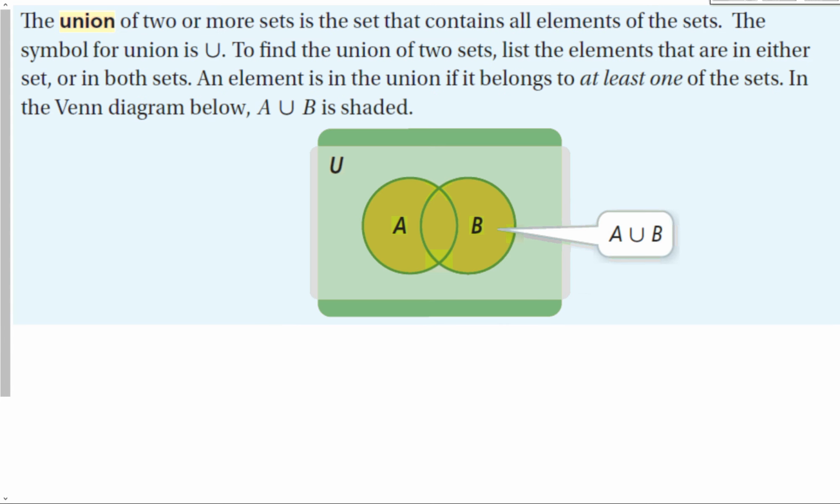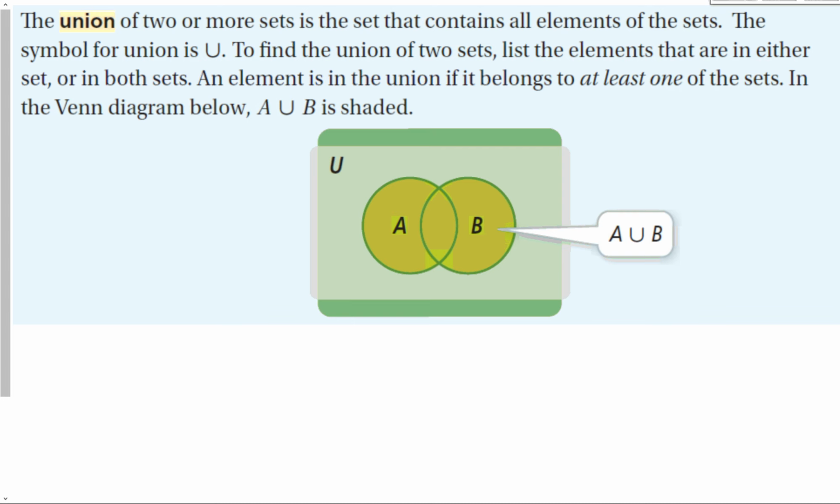So first we have a union. Think of union as when we take two or more sets and we're going to smush them together. Okay, we're going to make a union of the two of them. So the union of two or more sets is the set that contains all elements of the sets. The symbol for union looks kind of like a U. Very convenient. Okay?